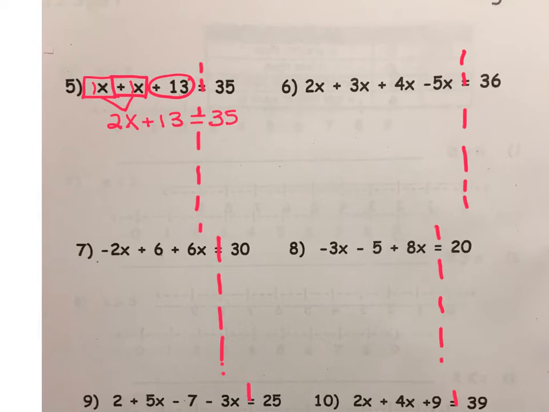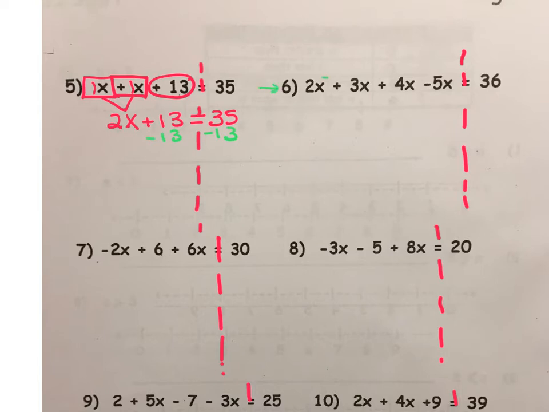And then you're going to solve this problem on your own by subtracting 13 from both sides and then moving forward and dividing. We'll check those answers later. You can complete most of this on your own. Let's move to number 6.